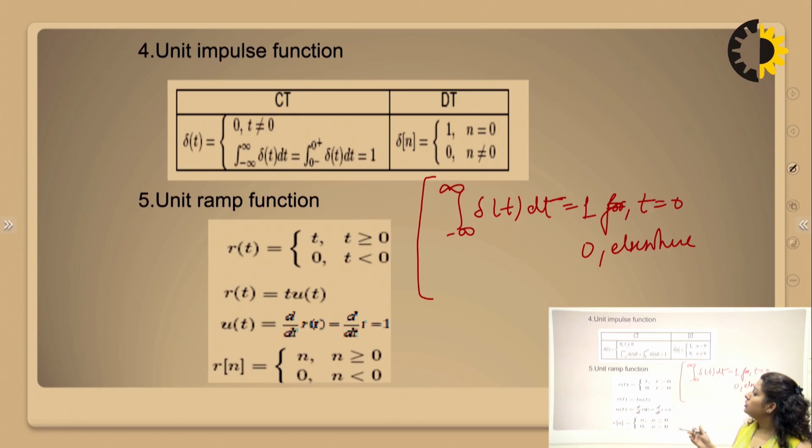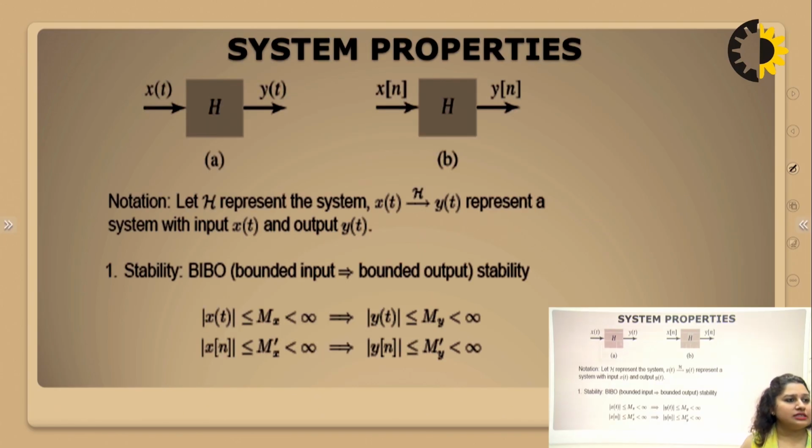So unit ramp function, r(t) is equivalent to t for t greater than or equal to 0 and 0 for t less than 0. r(t) can be represented as t u(t), or u(t) can be represented as the differentiation of r(t). We can have it in the discrete domain, that is r(n), which is equivalent to n for n greater than or equal to 0 and 0 for n less than 0.